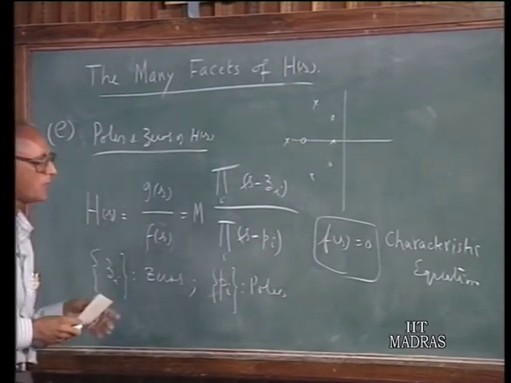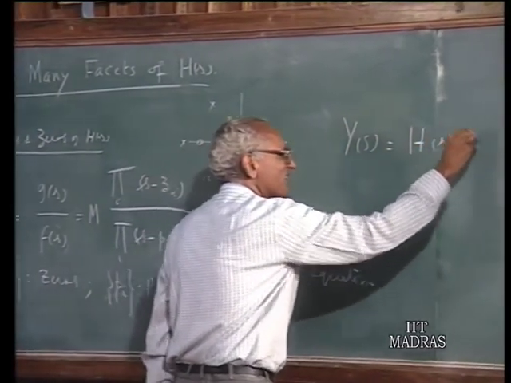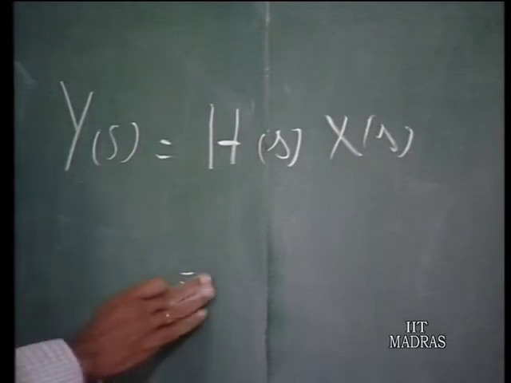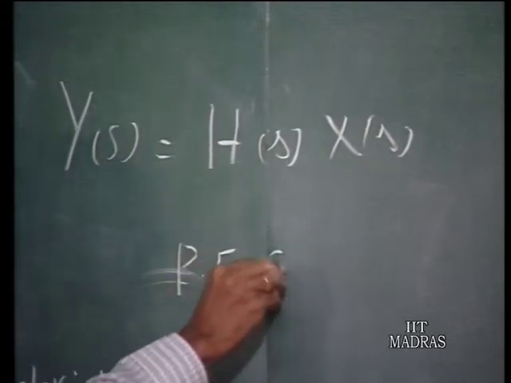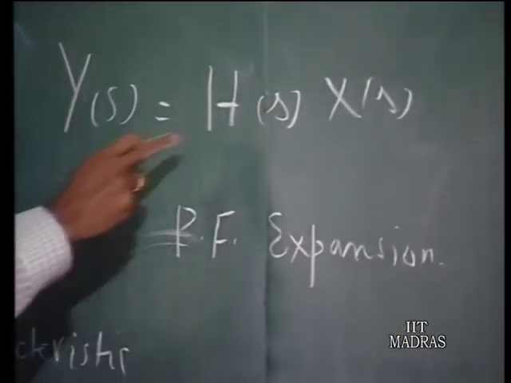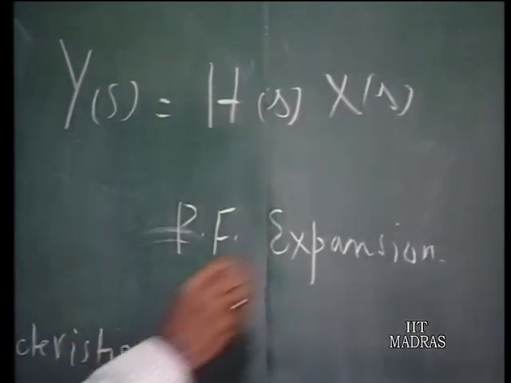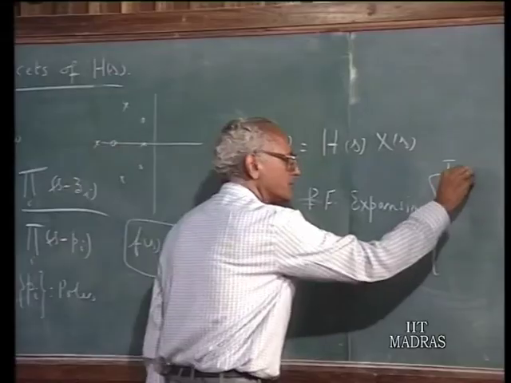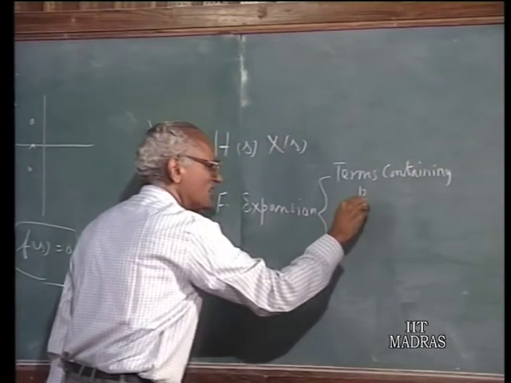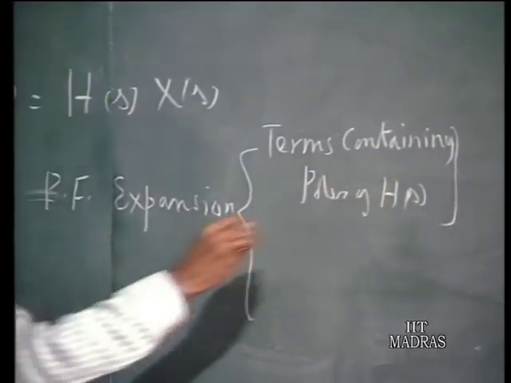And when you talk about y of s, it is h of s times x of s, and you make the partial fraction expansion of this y of s. Then the partial fraction expansion of y of s will involve terms containing poles of h of s, and terms involving poles of x of s. In the partial fraction expansion, what you have is terms containing poles of h of s, which represent the natural frequencies of the system.